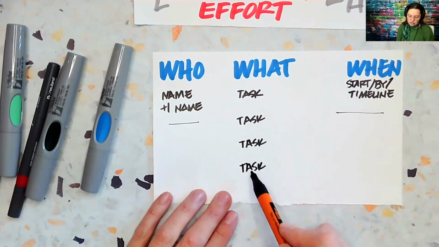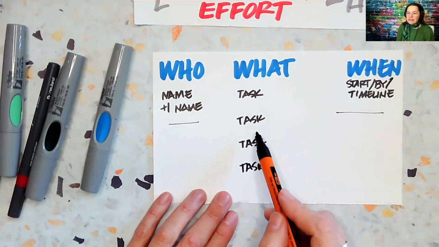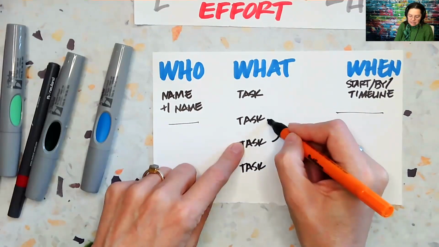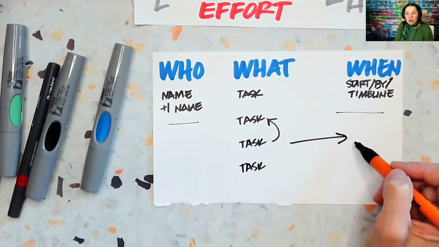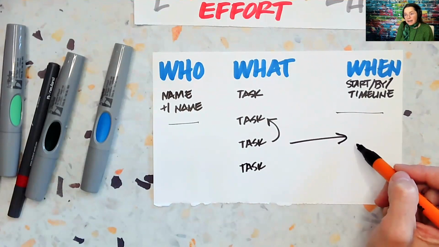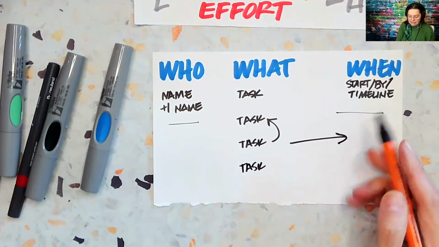And then once you start getting through these tasks, determine, is one task dependent on another? That is going to affect when something gets started or when it needs to get done by, right? So are there any dependencies here?